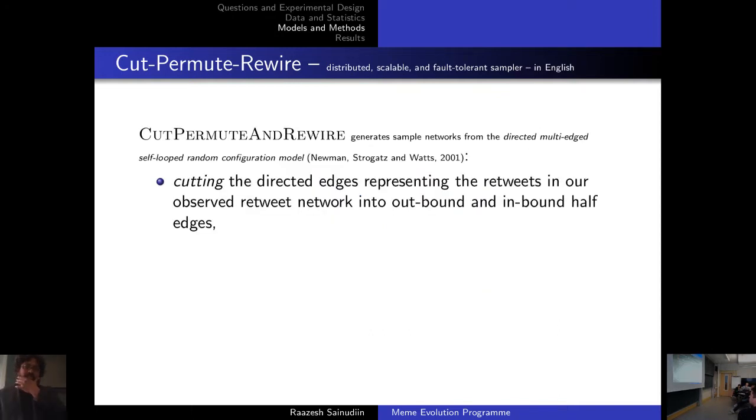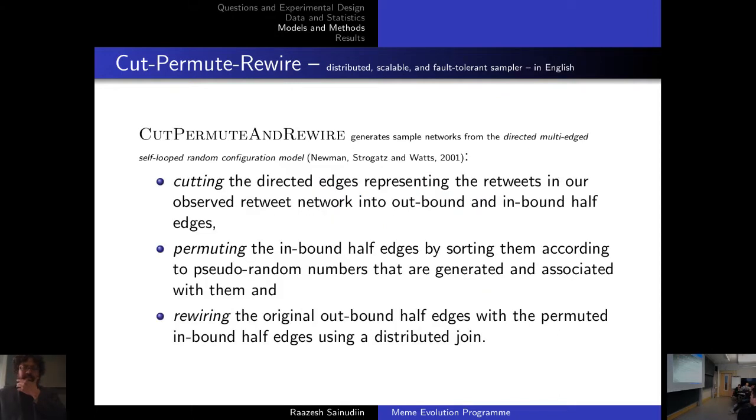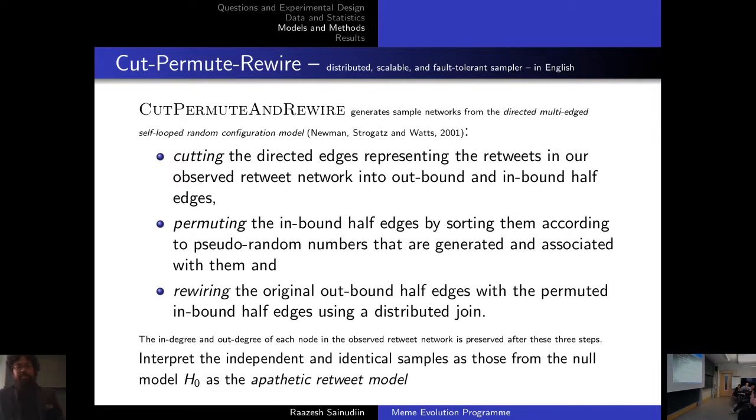I don't want to explain this in English; this is just the algorithm in words. What we do is interpret the independent and identical samples as those from the null model H0, which is our apathetic retweet network model. Trump says this is reality, folks. This is not reality, folks.